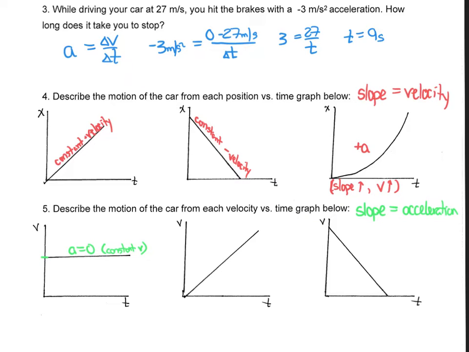Second one here. Here I have a positive constant slope, so I must say I have a positive constant acceleration, because slope tells me about acceleration. Here I have a constant negative slope, so there I have a constant negative acceleration, right? We're going to be slowing down from some higher velocity to 0 velocity. Got it.